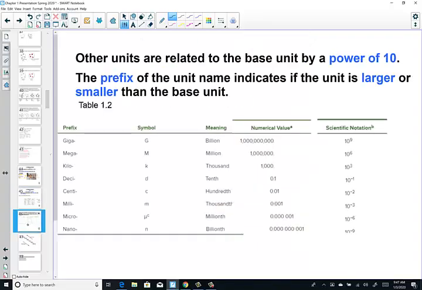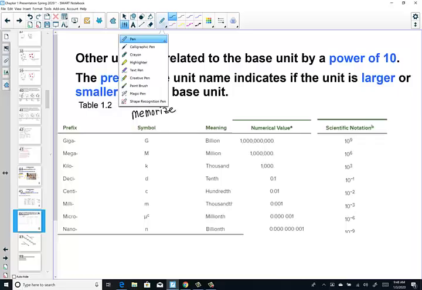Other units are related to these base units by the power of 10. Larger numbers and smaller numbers are related to the base units. We put a prefix on the unit name to indicate if the unit is larger or smaller than the base unit. We need to memorize the following symbols and their values in the metric system. So let's take a moment and fill these out together.